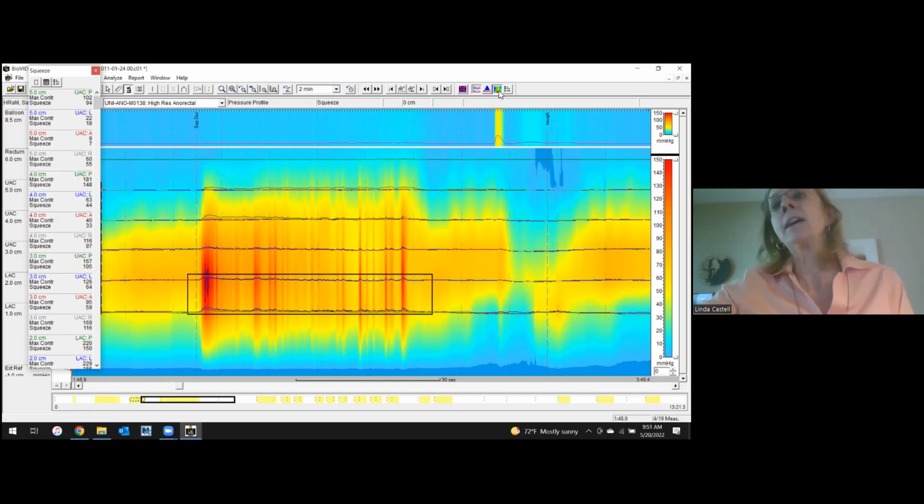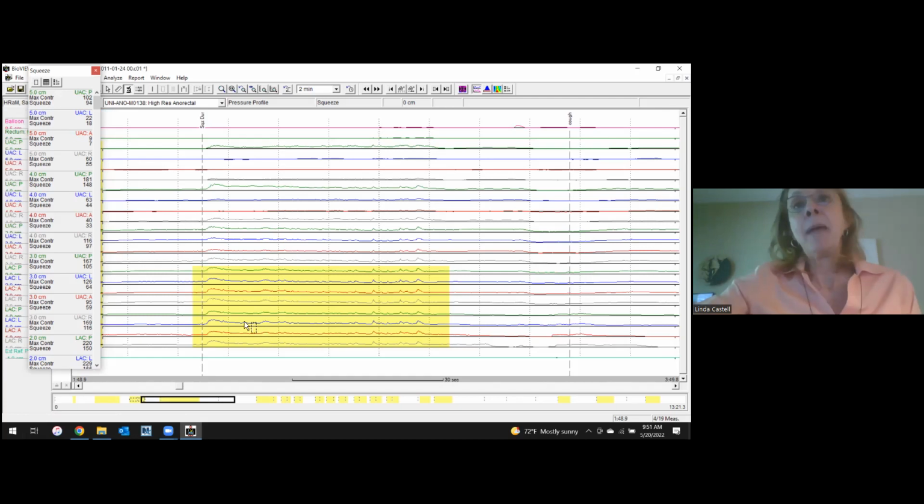So I turn off my color and I magnify this tracing so I can see it better. The squeeze duration is only going to be measured in channels 1 and 2 because this is where the majority of the external anal sphincter muscle is. So if I click on the magnification tool, it's the first magnifying glass, I click it once. Now I bring my cursor down.